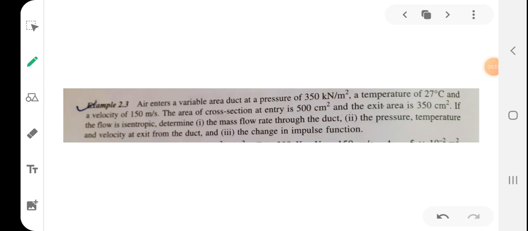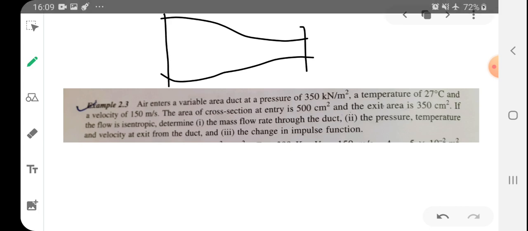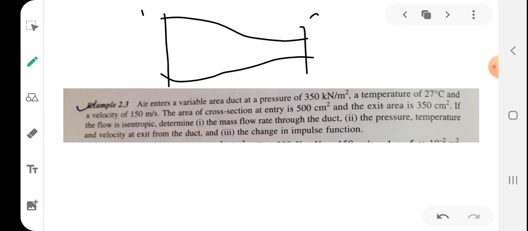Students, here air enters a variable area duct at a pressure of 350 kilonewton per meter square, a temperature of 27 degrees Celsius, and a velocity of 150 meter per second. The area of cross section at entry is 500 centimeter square and the exit area is 350 centimeter square. The flow is isentropic. Determine the mass flow rate through the duct, and the pressure, temperature, and velocity at exit from the duct, and the change in entropy. So students, we have a duct and air enters. This is entry, this is exit. Entry is 1, exit is 2.